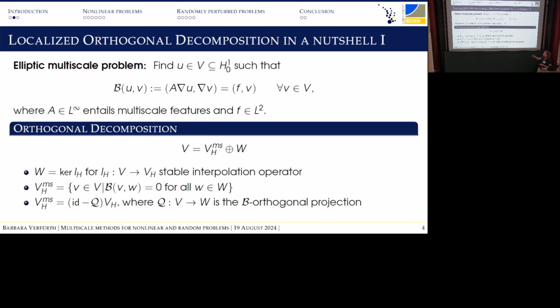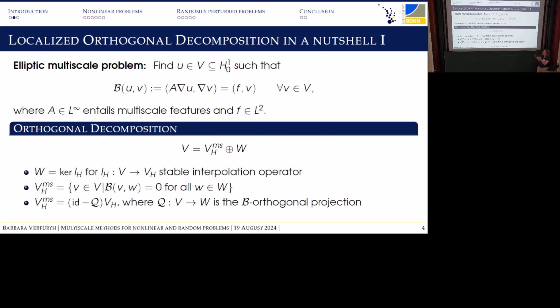where we try to find a solution U in H10 or some fine scale reference space. So this is kind of my true or reference solution to the following problem, where F is an L2 right hand side and A is now a multiscale function in L infinity. It's not sign changing here in contrast to the previous talk. It's spectrally bounded from above and below, so uniformly elliptic and bounded as usual.